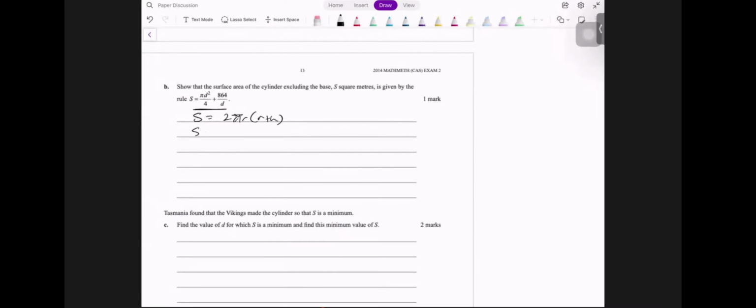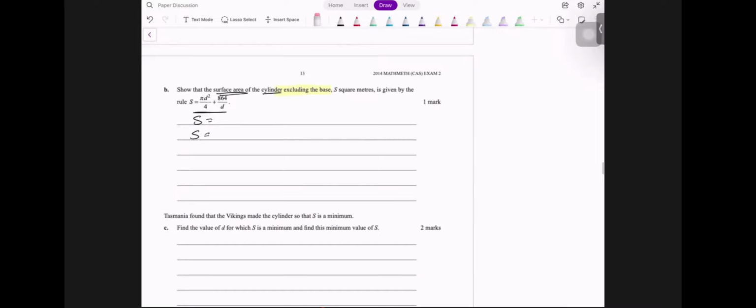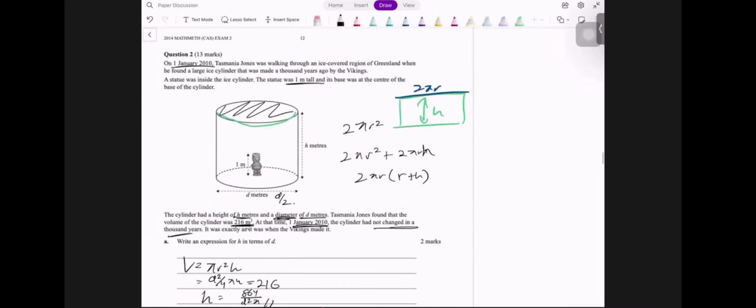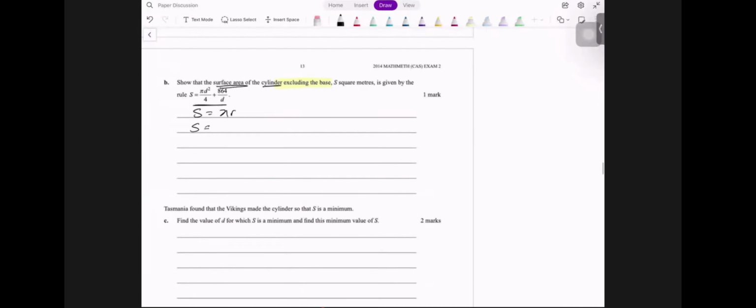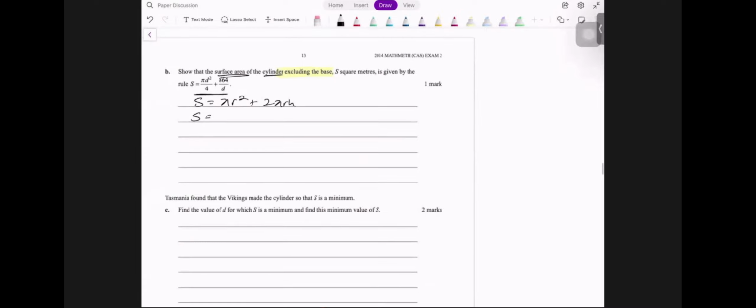Now it's a matter of subbing the radius as d on 2. Something I forgot to say: you're looking at the surface area of a cylinder specifically excluding the top. So this formula is actually wrong in this case, because you're excluding this top area and only including the bottom area. So your surface area will be pi r squared plus 2 pi r h.